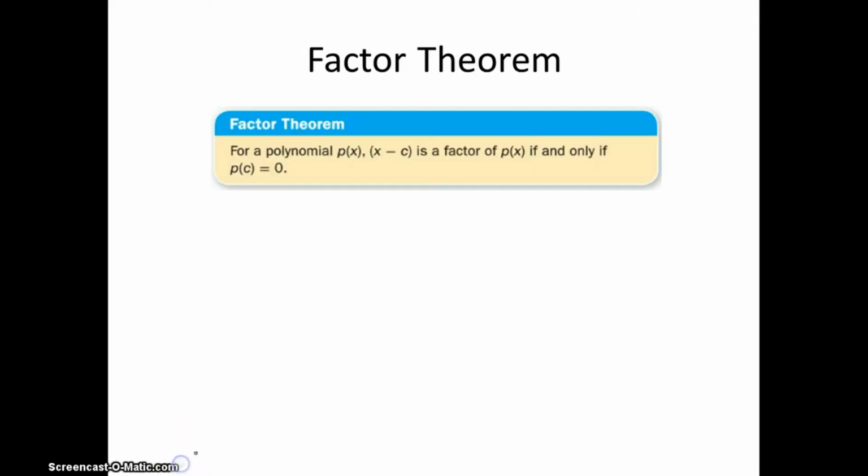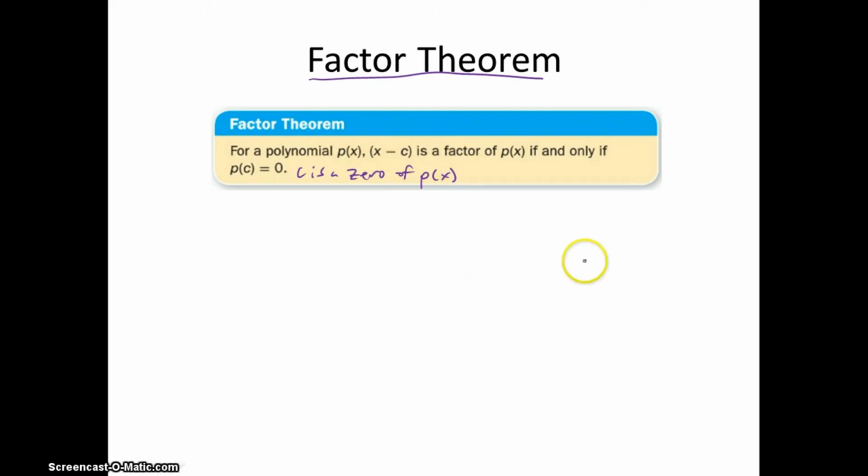This is something called the factor theorem. So the factor theorem says that if x minus c is a factor of a polynomial, that's true if and only if the function value is 0. That means c is a 0. c is a 0 of p of x. So if c is a 0 of p of x, then x minus c is going to be a factor.